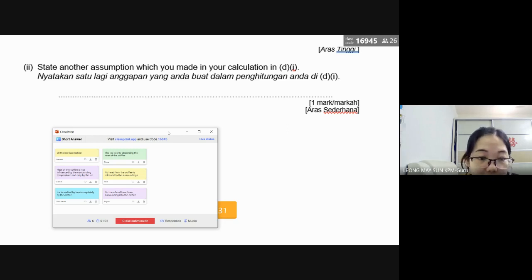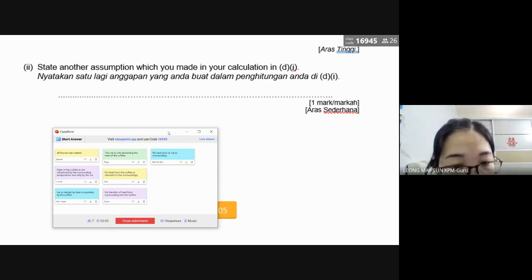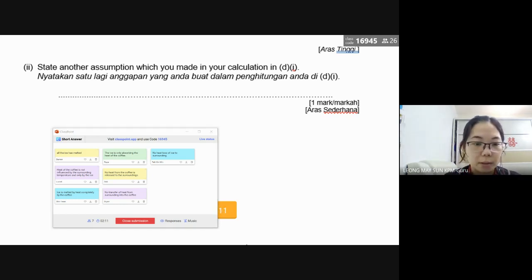No heat from the coffee is released to the surrounding. Good, Rebecca. No transfer of heat from surrounding into the coffee. Okay, can accept, Brian. Any other answers before I stop the submission? So far, I can accept all these answers. Xing Ming, no heat loss of ice to surrounding. Okay, acceptable, correct also. So I'm going to stop the submission here.